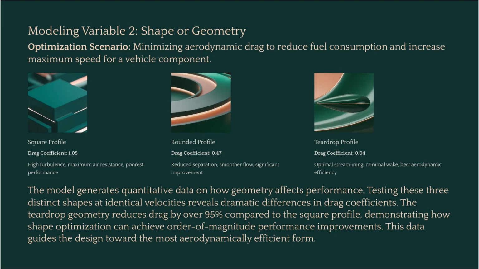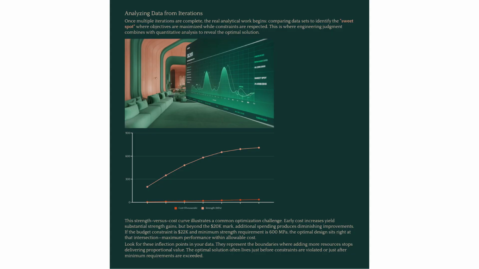Instead of carving out 10 different shapes, you use a fluid dynamics model on a computer to generate data on the drag coefficient for each design, showing you which one is the most efficient. Once you have mountains of data from your iterative runs, you have to analyze it to find the sweet spot. This is usually found by plotting a graph where one axis is your maximized goal, like speed, and the other is your minimized constraint, like cost.